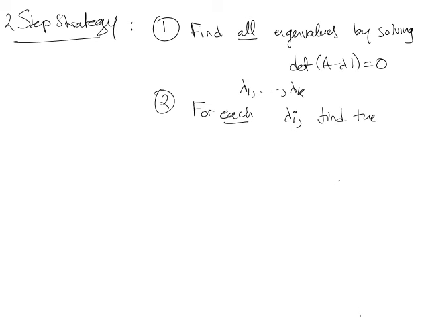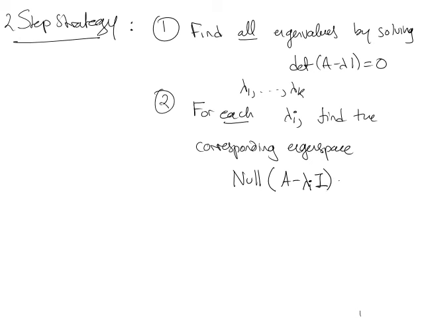Now the second step is, for each eigenvalue that you found, find the corresponding eigenspace, the null space of A minus that eigenvalue times the identity. And this will give you all the eigenvectors corresponding to that eigenvalue. By find the eigenspace, I mean find a basis for the eigenspace. And of course, you know how to do that. You know how to find a basis for the null space of a matrix. So this will become clearer if I work through some examples.